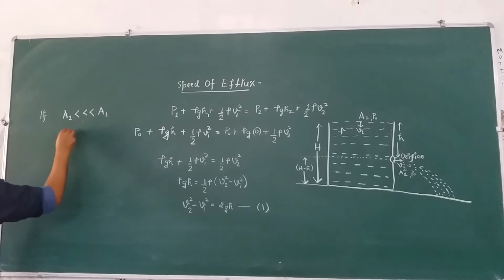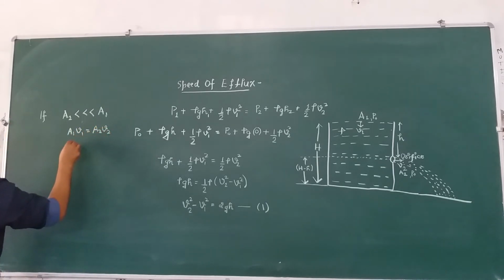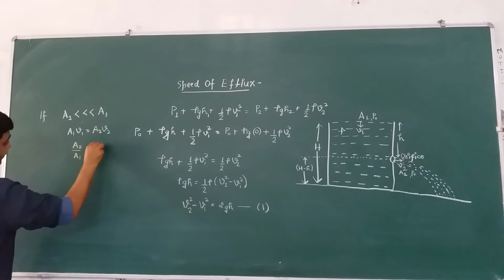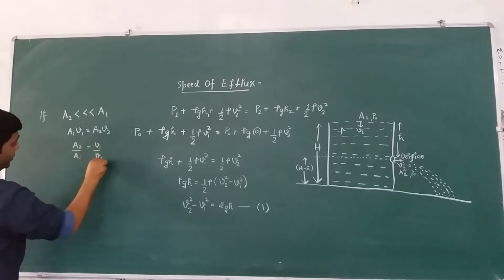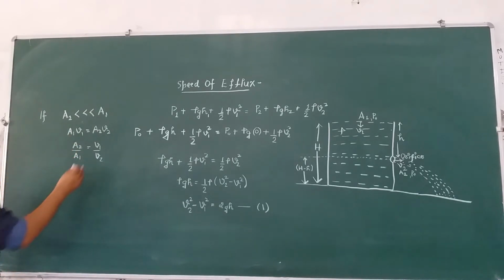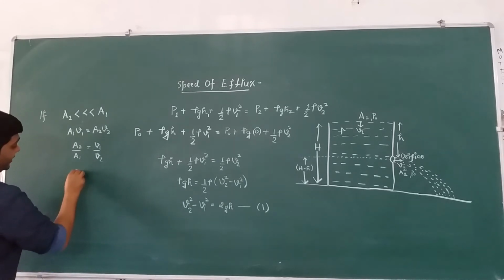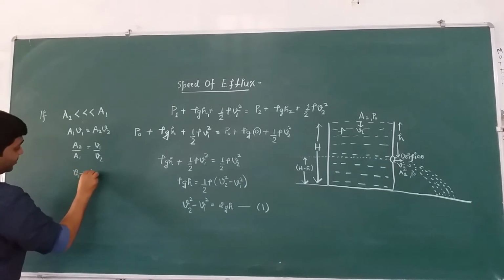So if we assume A2 is very less than A1, then what can we say? By equation of continuity, what do we have? We have A1 V1 is equal to A2 V2. So we will have A2 upon A1 equal to V1 upon V2. Since A2 is very less than A1, A2 upon A1 will tend to 0. So V1 upon V2 will also tend to 0. So we can say V1 tends to 0.